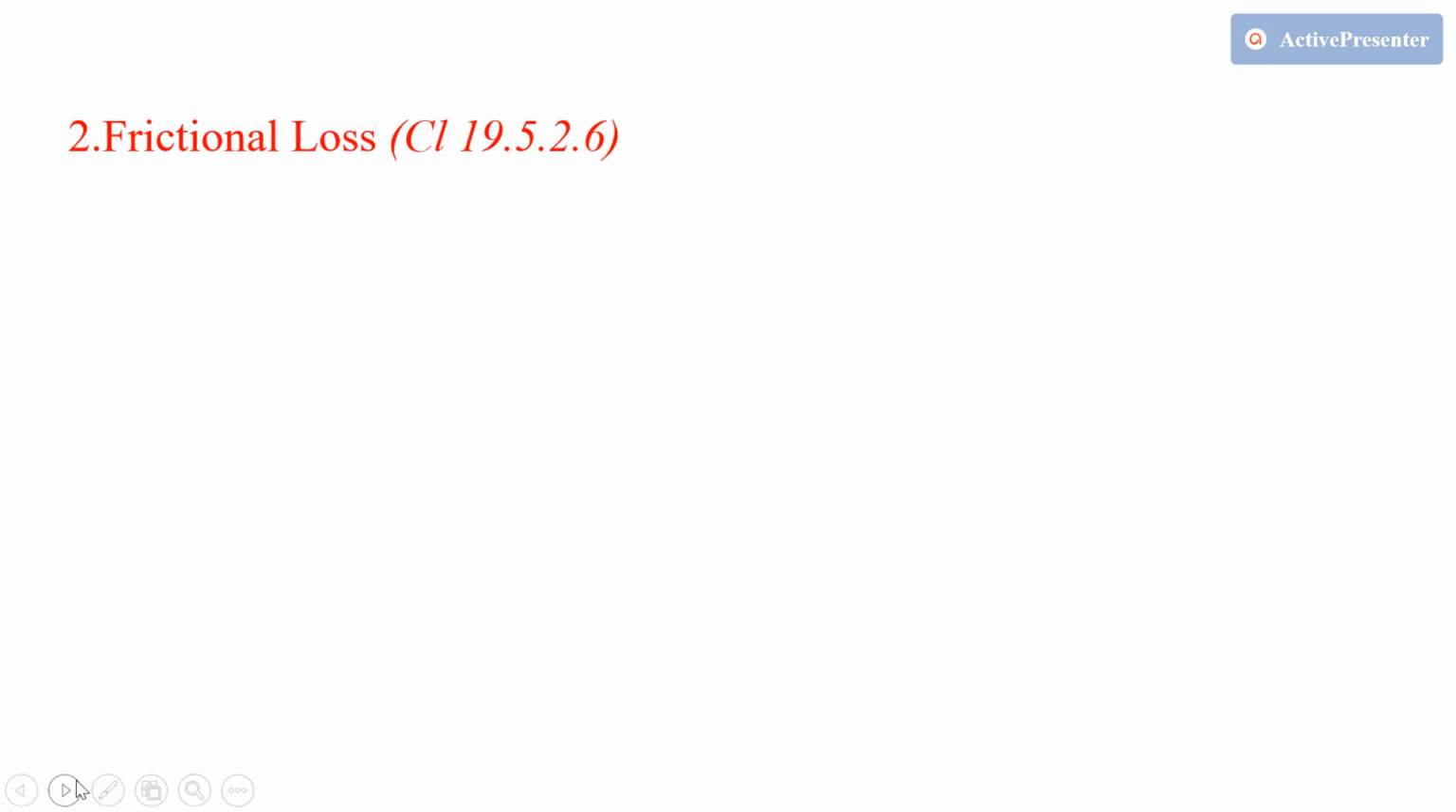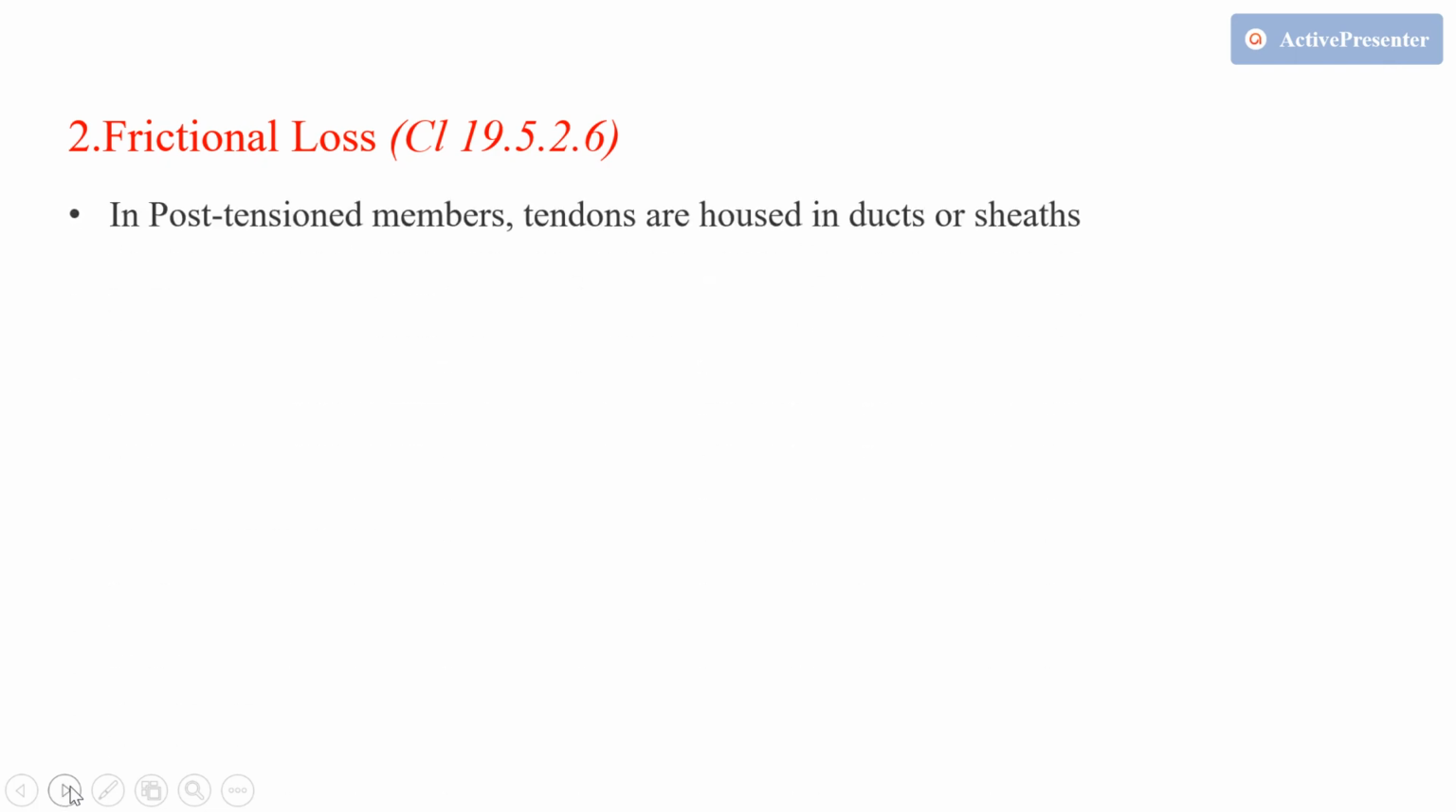So you can classify this. You can see in clause number 19.5.2.6 of your IS 1343:2012, friction loss. In post-tension members, the tendons are housed in ducts or sheaths.